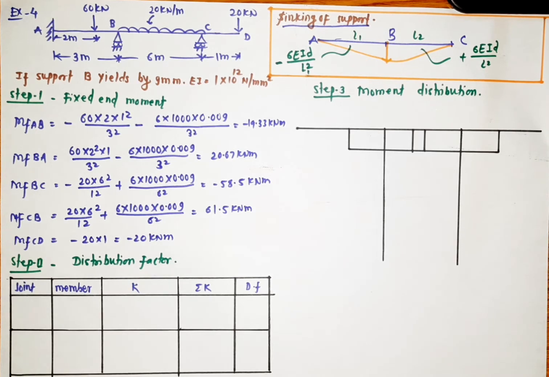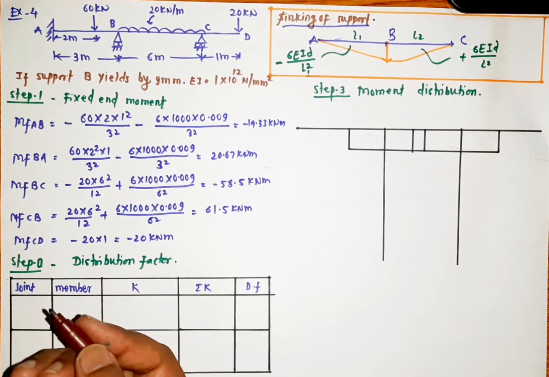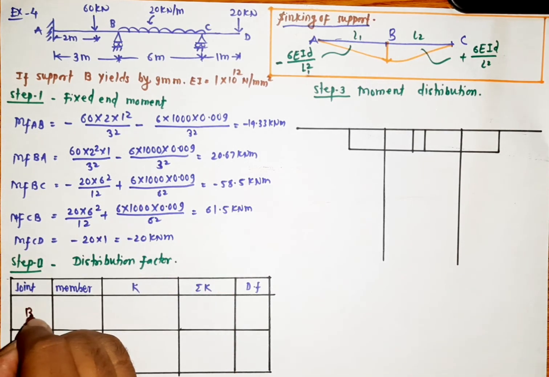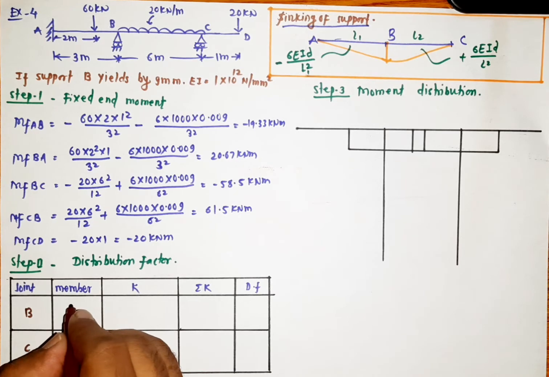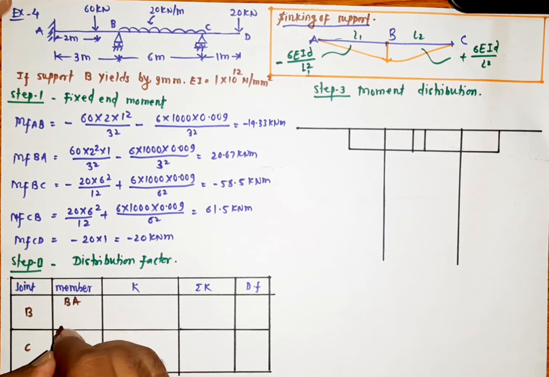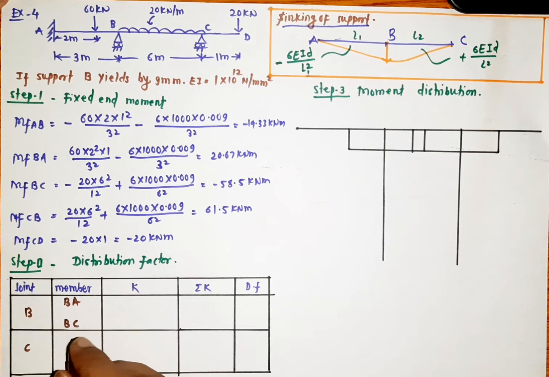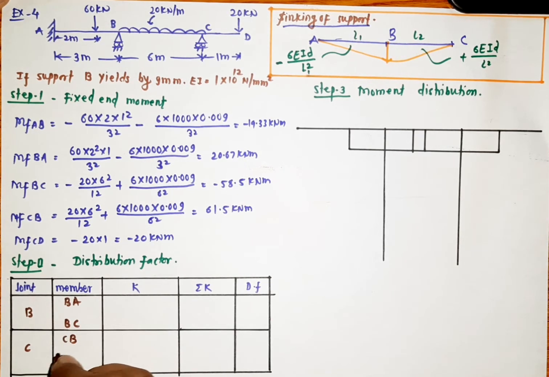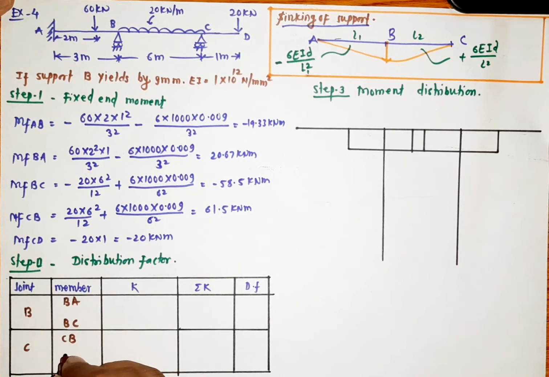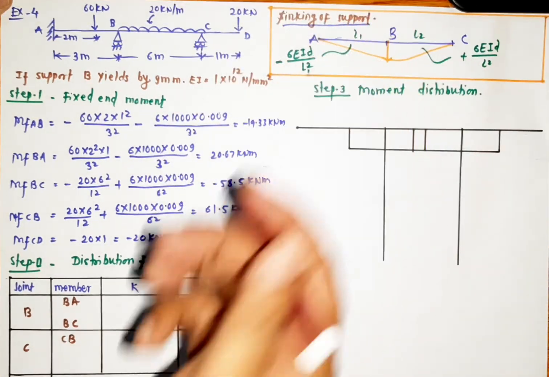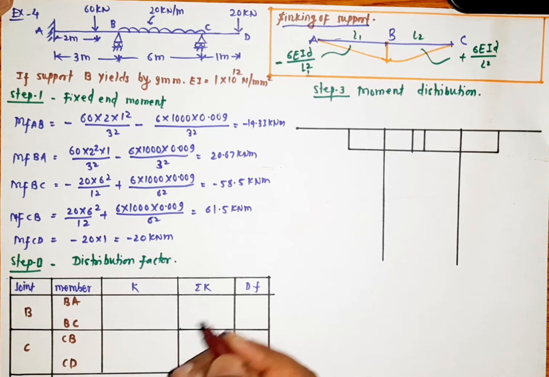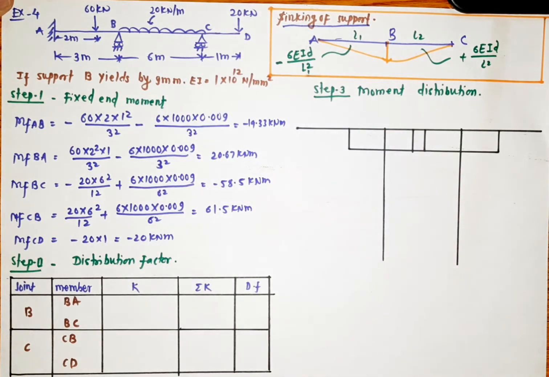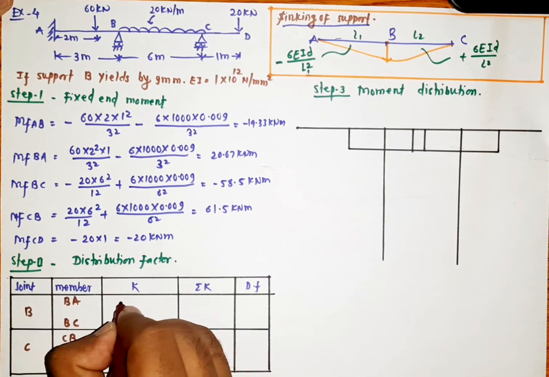So this is all about the fixed end moments for this particular continuous beam with the sinking of support. Now we have to find the distribution factors. Whenever we want to distribute the moments, we look at the joints. How many joints are there? B and C, two joints. For B, the members are BA and BC. Next, for C, CB and CD. CD is not really a member, we consider it a cantilever, but still we can write it down, that's why we are considering it.